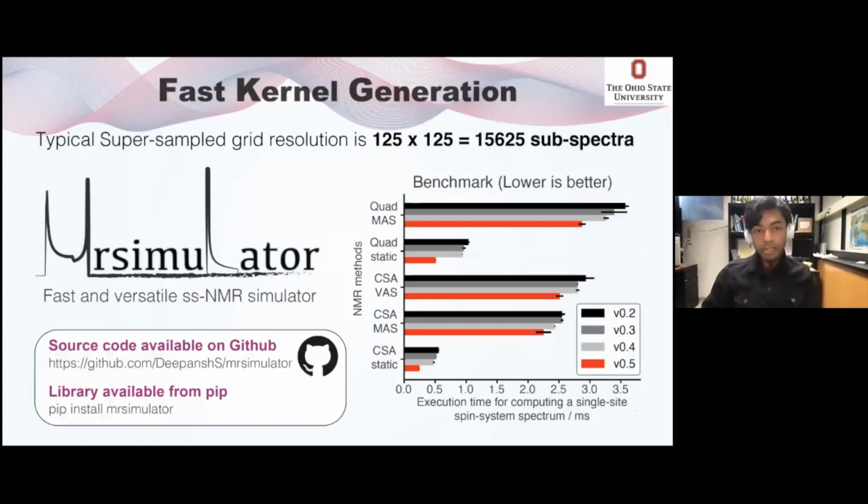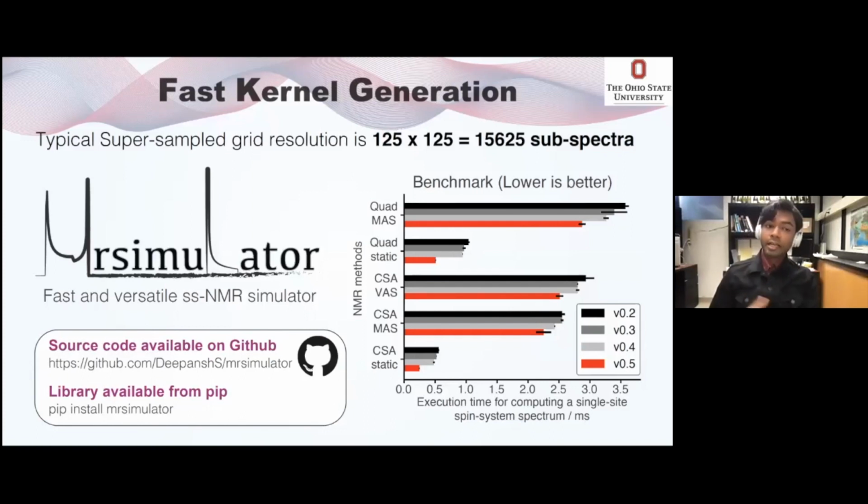Okay, so the second thing that I want to point out here is the number of line shapes that we have to simulate to get to a kernel typically goes to 15,000 sub-spectra, and these are all solid state lines. So you can consider how long it will take to simulate 15,000 solid state spectra.